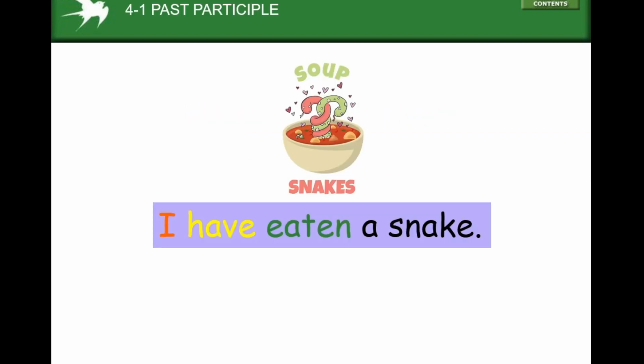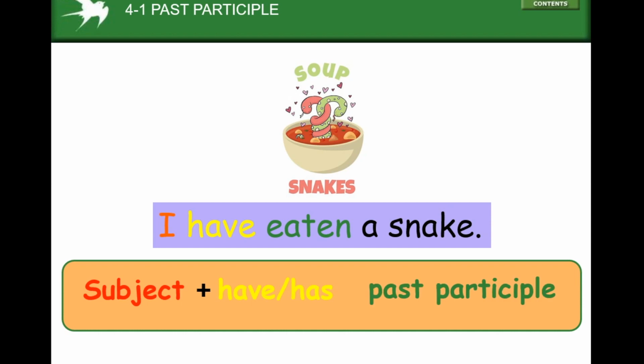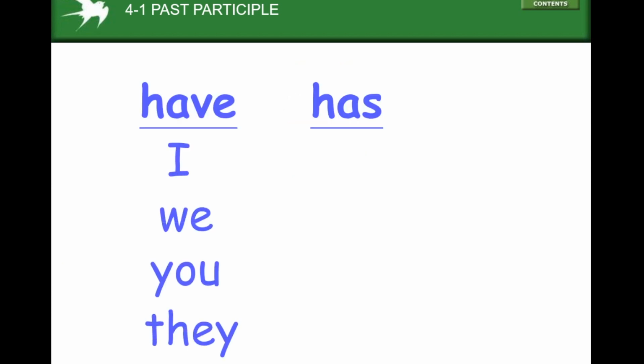Let's first take a look at the form of the present perfect. To form the present perfect, we use a subject plus a helper verb, have or has, plus the past participle. We use have with I, we, you, and they. And we use has with he, she, and it.